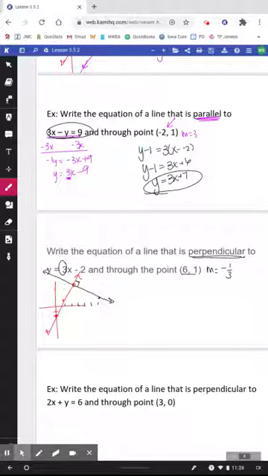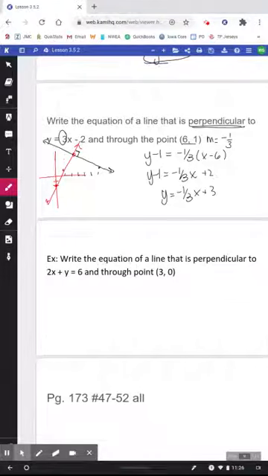Here's my point. So y minus 1 equals negative 1/3 parentheses x minus 6. Y minus 1 equals negative 1/3 x plus 2. Y equals negative 1/3 x plus 3.